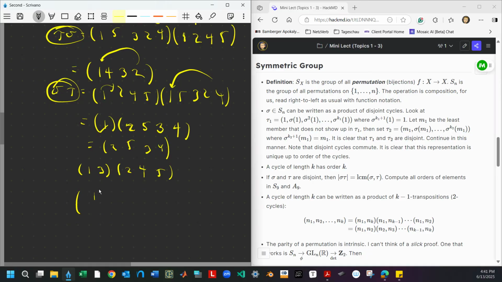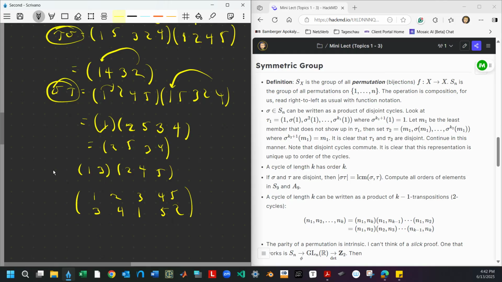Let's just write it out like this in the other style, 2, 3, 4, 5. Let's just see what happens here. So 1 doesn't do anything here, it just stays 1. So 1 goes to 3, right? 3 doesn't do anything here, just something happens there, so it goes to 1. 2 goes to 4, right? 4 goes to 5, and 5 goes to 2, right?